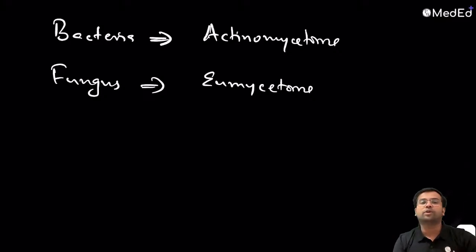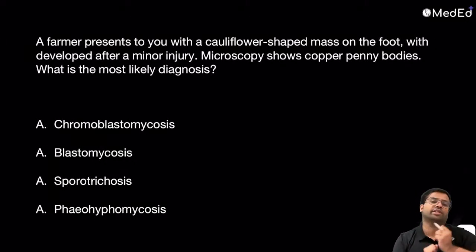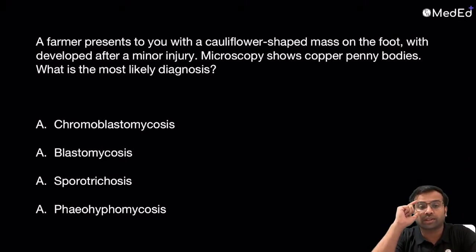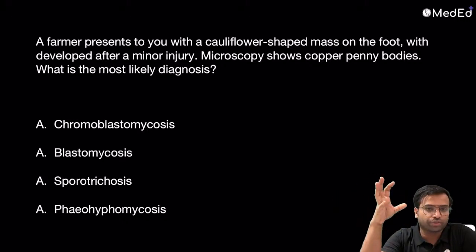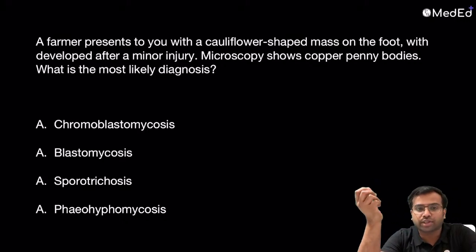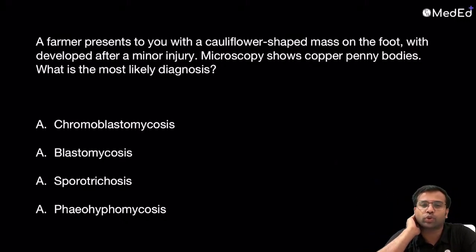So that is all about this MCQ about deep fungal infection. Please note down, deep fungal infection is something that you will have to learn properly before going for your NEET PG exam. Now let's see one more. A farmer presents to you with a cauliflower shaped mass on the foot, which developed after a minor injury. The microscopy shows copper penny bodies. What is the most likely diagnosis? The options are chromoblastomycosis, blastomycosis, sporotrichosis, phaeohyphomycosis. What is the right answer here?